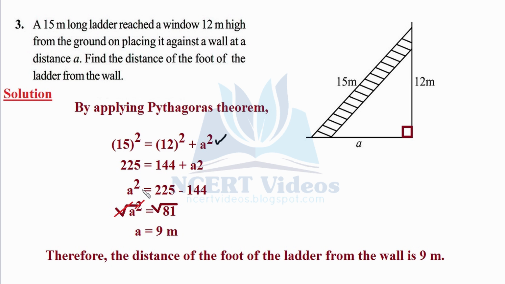Now what is your A square? Transpose 144 towards left hand side. That is 225 minus 144. And again this cancels out. We've told you earlier how we can cancel it. A separated. Now subtraction is 81 and square root of 81 is 9. Therefore the distance of the foot of the ladder from the wall is 9 meter. And don't forget to write these units. These are most important. So that is your third.